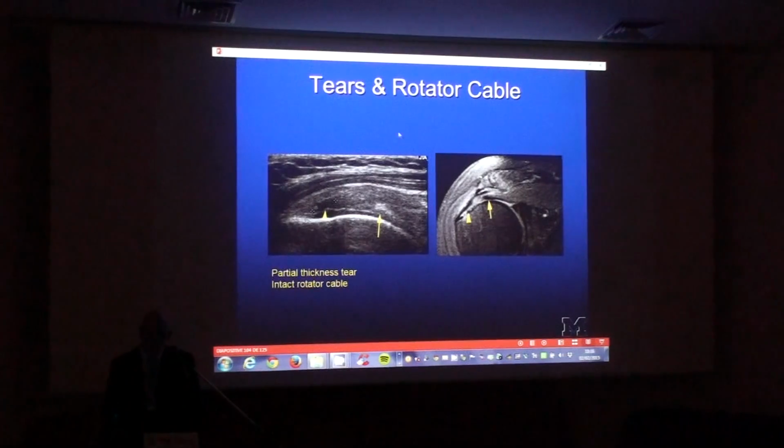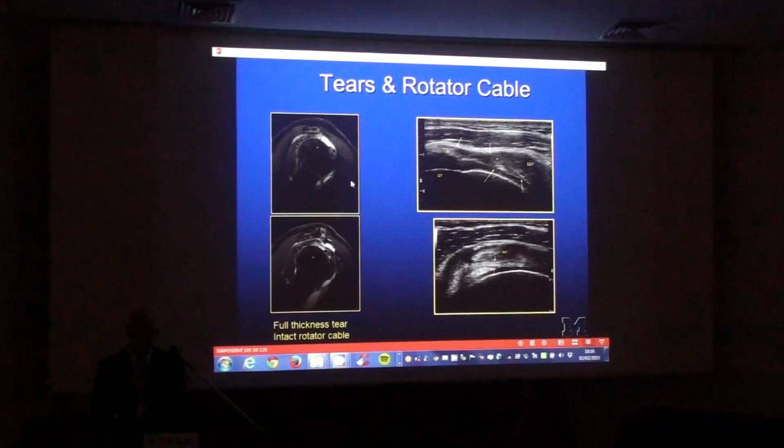And here are a few examples of the cable in the context of cuff tears, which interests us. Here's the partial thickness articular surface tear, lateral and medial. Here's the SST. You can see a partial thickness articular surface tear here, but the cable is still intact.